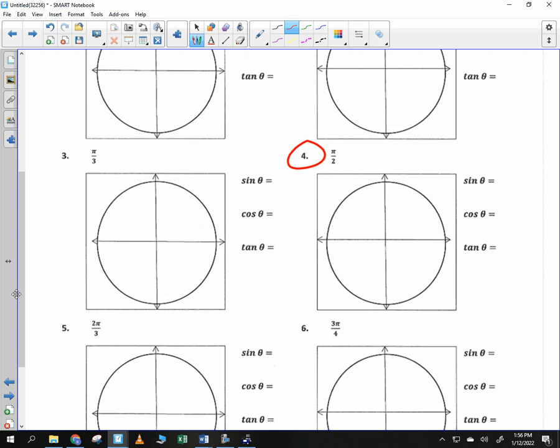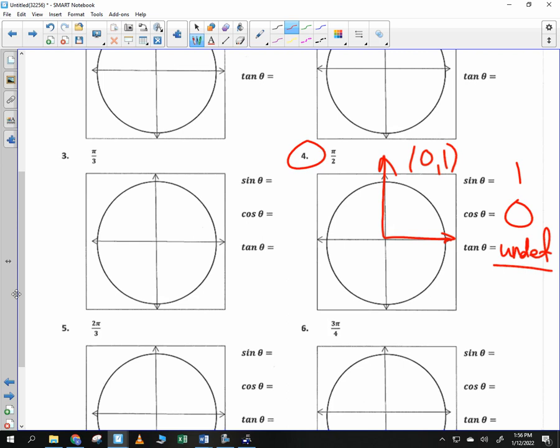Okay? Pi over 2 is how many degrees? 90. So what's the terminal point? 0, 1. That's easy, isn't it? So what's the sine value? What's the cosine value? And how do I determine tangent? What is 1 divided by 0? Undefined. If 0 is in the denominator, it's undefined.